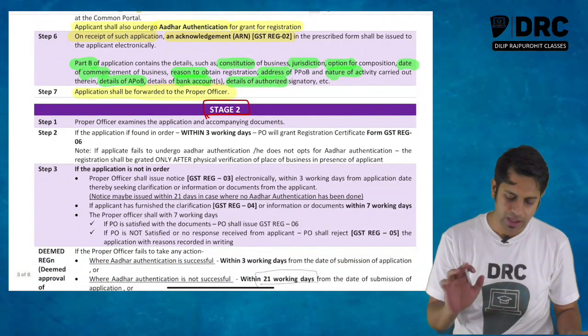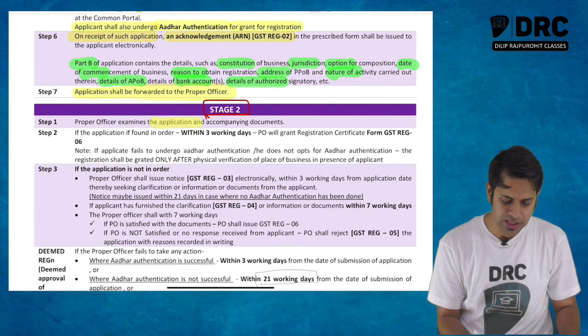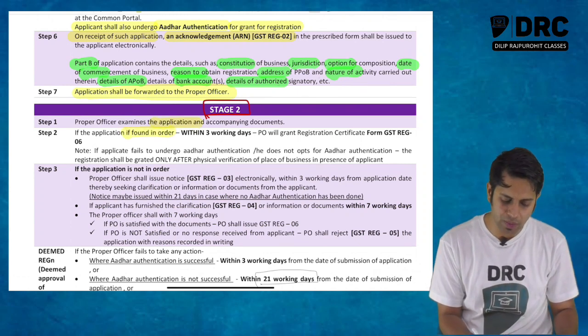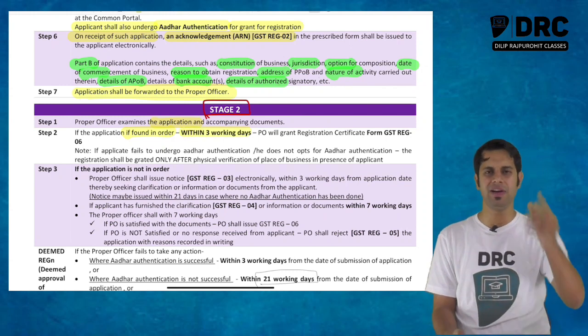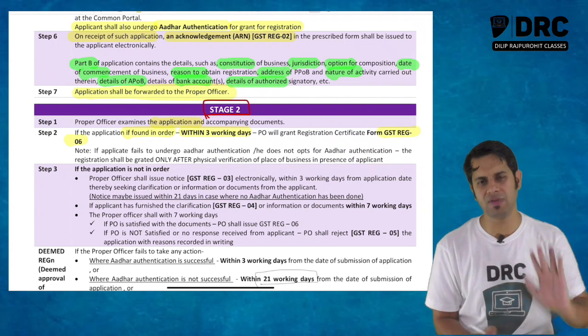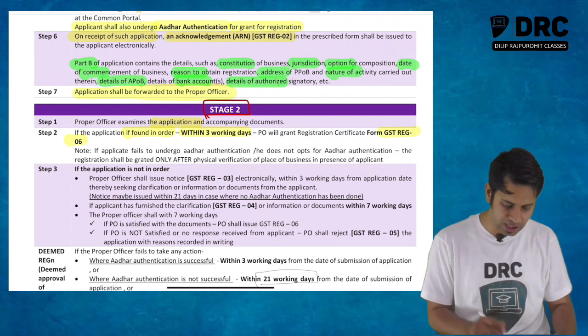Now what will happen? Stage 2. The proper officer shall examine the application with the accompanying documents. If the application is found to be in order, within 3 working days he will grant the registration to you in GST. The registration certificate will be given in Form GST REG-06.